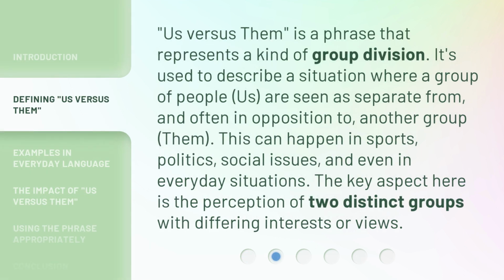Us versus them is a phrase that represents a kind of group division. It's used to describe a situation where a group of people, us, are seen as separate from, and often in opposition to, another group, them. This can happen in sports, politics, social issues, and even in everyday situations. The key aspect here is the perception of two distinct groups with differing interests or views.